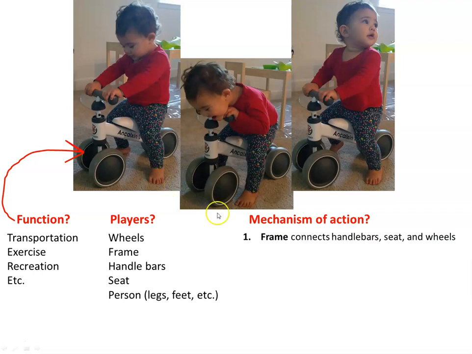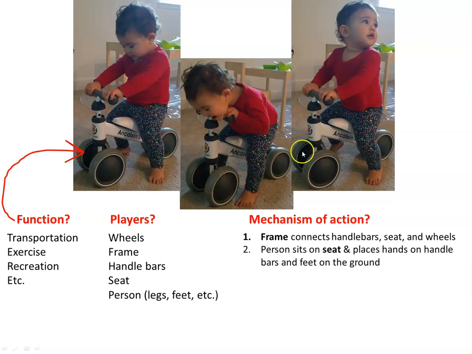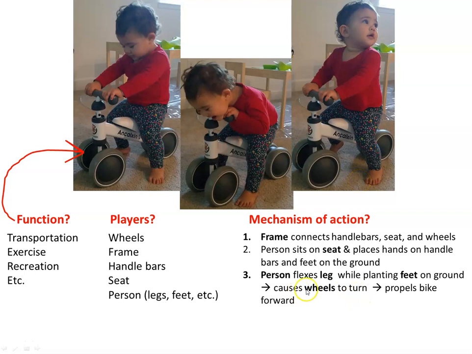Now, let's break down this mechanism of action. So here, the frame allows us now to connect the handlebars, the seat, the wheels. If the person sits on the seat, they can then place their hands on the handlebars and then put their feet on the ground. Now let's address the person, right? So the person sitting on the seat can flex their leg while planting the feet on the ground. And in doing so, it's going to cause the wheels to turn, which then leads to propelling the bike forward.